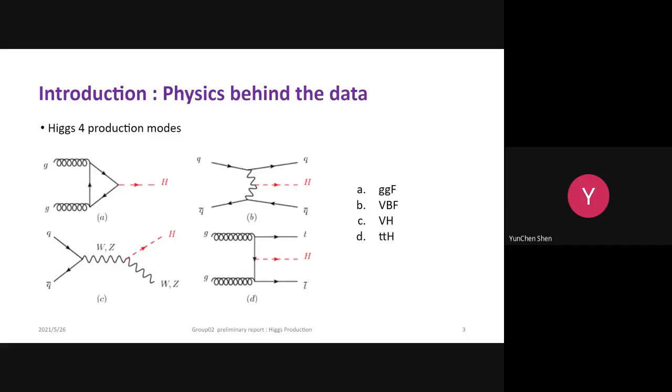Higgs bosons are produced from 4 production modes, including gluon-gluon fusion, vector boson fusion, production with a vector boson, and production with a top quark pair. Among these modes, we are interested in the gluon-gluon fusion mode. From its Feynman diagram, we can see a triangle in the middle of the process. We can infer that there might be new physics beyond the standard model here.